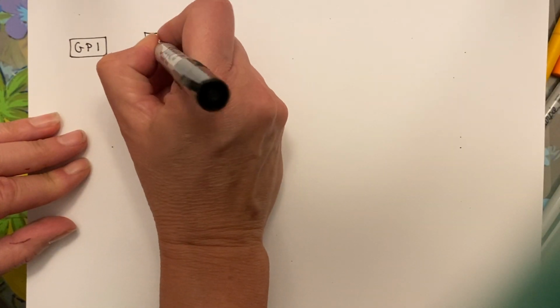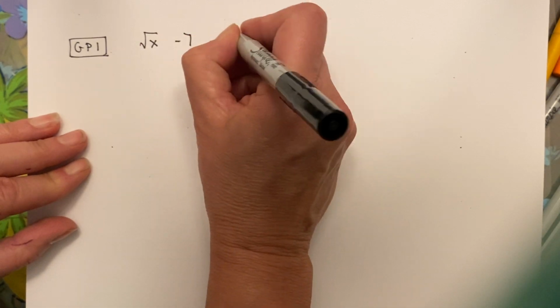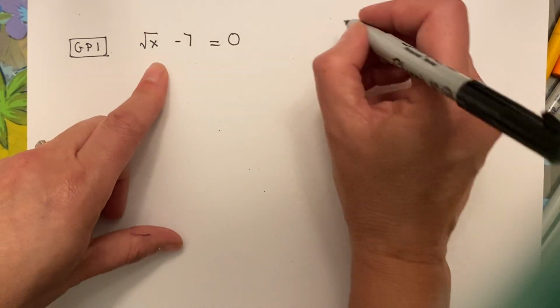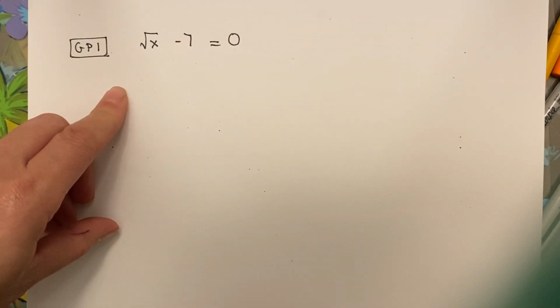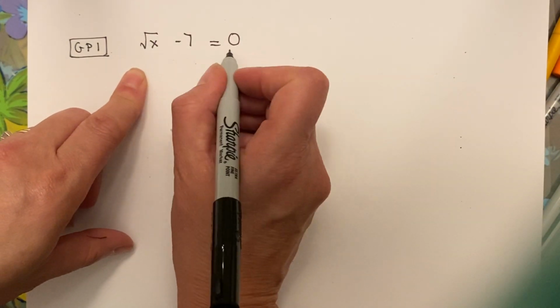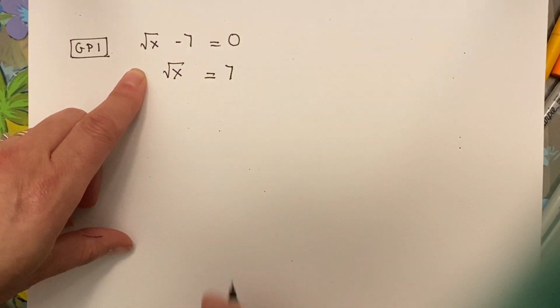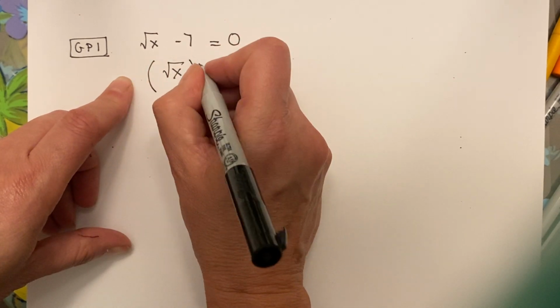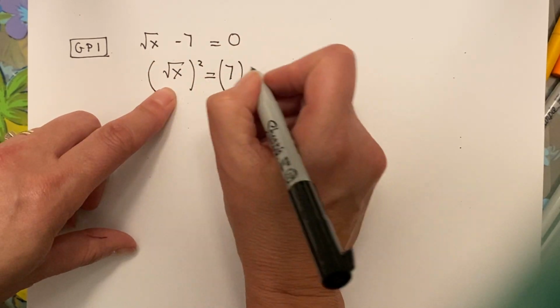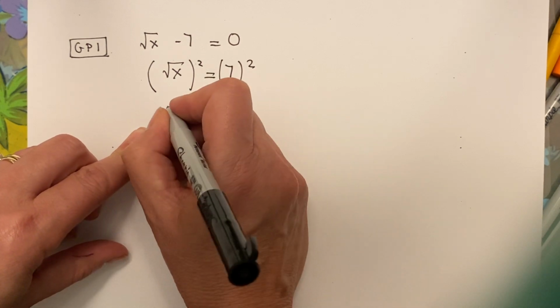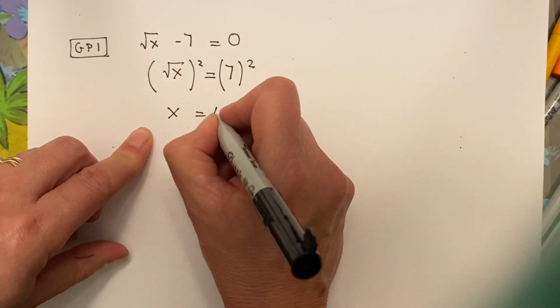Guided practice 1. Square root of x minus 7 equals 0. And let me just do this one first. I'll just do part A first. Okay, so my first step is to add 7 to both sides. Step 2, I square both sides because I want to get rid of the square root. And so I get left with x equals 49.